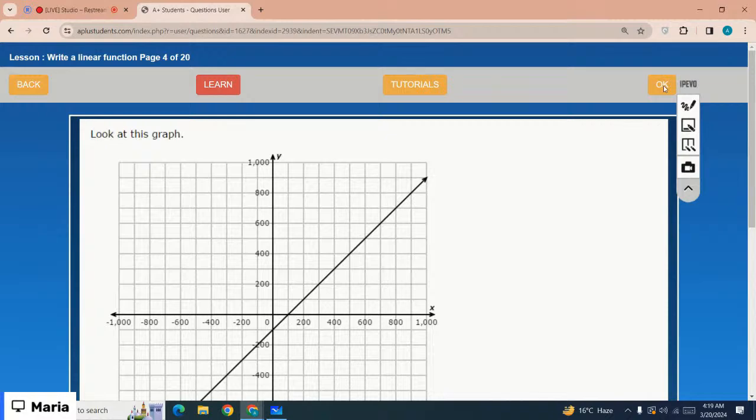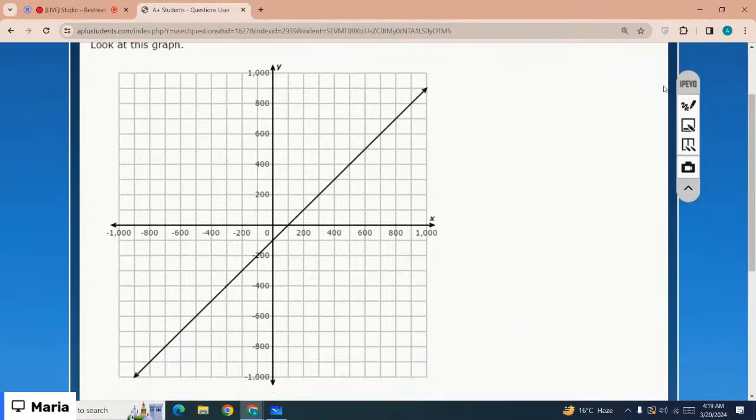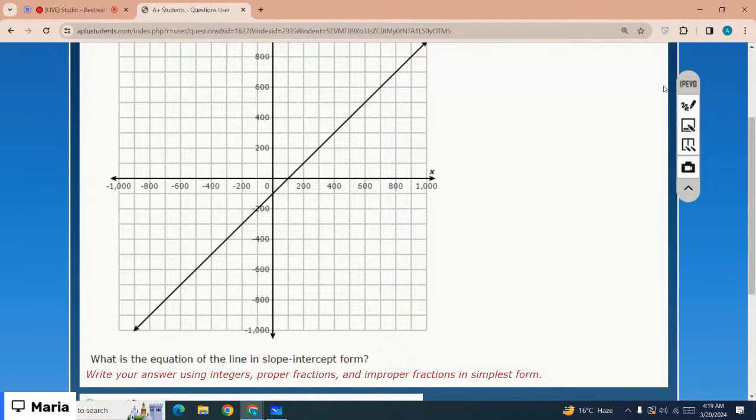Look at this graph. What is the equation of the line in slope intercept form? So which is the correct option?